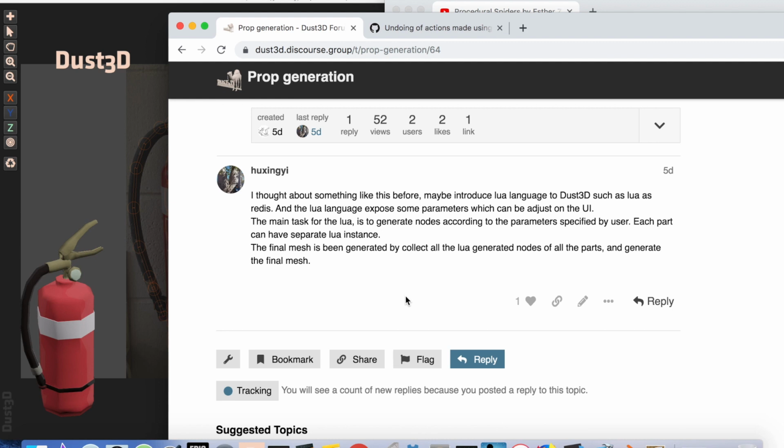It uses the Lua language to procedurally generate the nodes based on the parameters provided, and the parameters are exposed to the user on the UI.